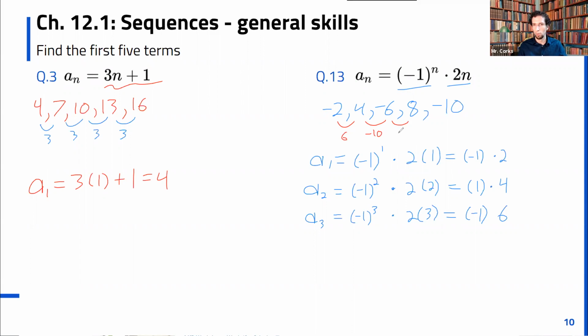Plus 14. Okay. And then the next one, negative 18, like this. So is this an arithmetic sequence? It's not, because we do not have a common difference each time. If we didn't have the negative 1 part, then yes, it would be. But we do have it, so it is not an arithmetic sequence. So those formulas are not going to work for this one.